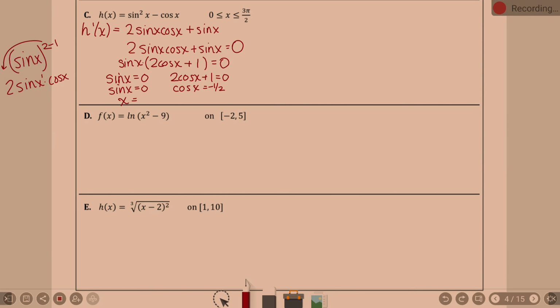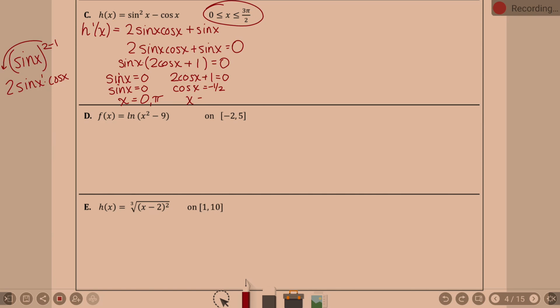It's 0 and pi over, or 2 pi over 3. Now, oh, the interval. Alright, so check your interval. When does sine equal 0? That happens at 0 and at 2 pi, well, 3 pi over 2, right? Sine happens at every pi. 0, 1 pi, 2 pi, 3 pi, 4 pi. That's what I meant. Because of my interval, I just need to say 0 and pi. I don't need to say 2 pi.